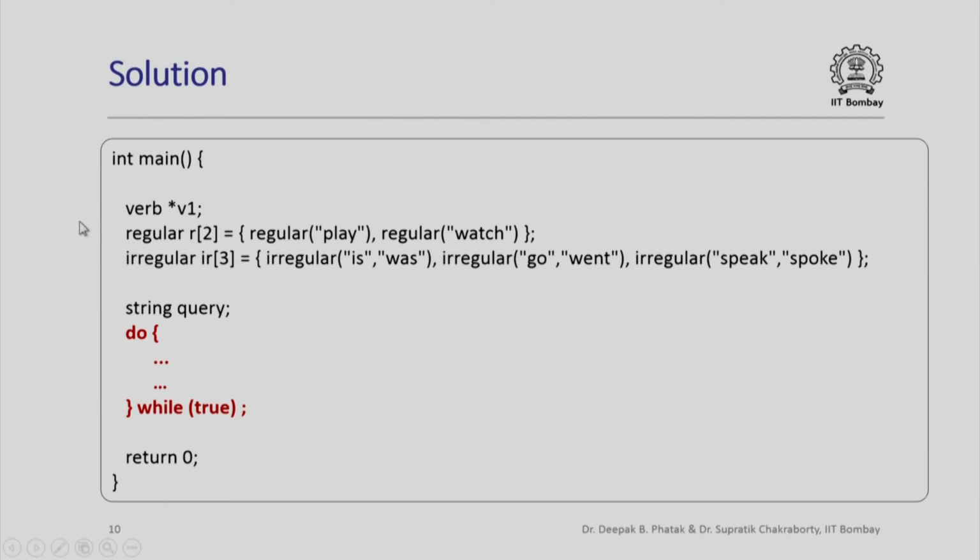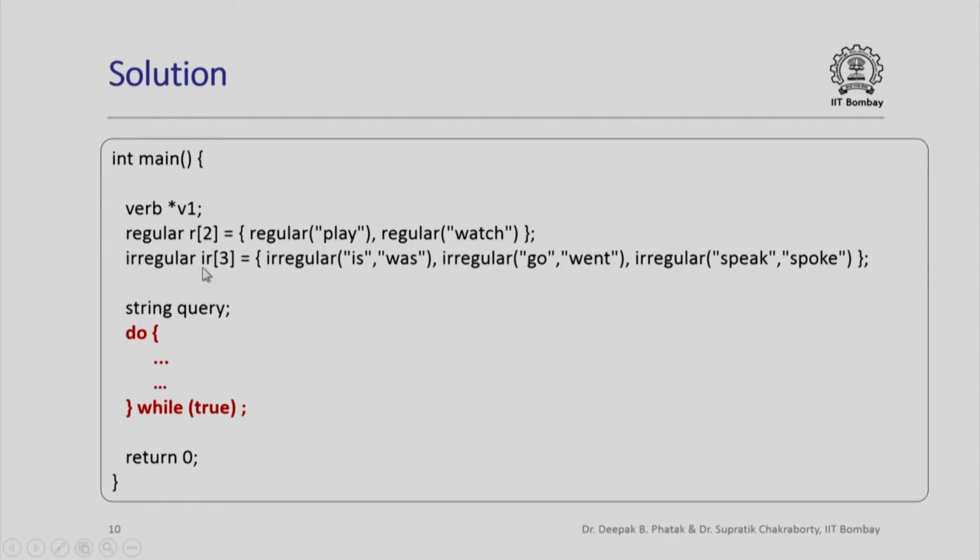So here is how our overall solution might look like. Here is the main function. In this main function I have an array of regular verbs. This array is of size 2. I have instantiated it with two objects of the class regular. Each object has been created by a call to the constructor of the regular class with an appropriate string for the verb. So here the two strings, the two regular verbs which are being used to instantiate the two objects in this array R of size 2 are play and watch.